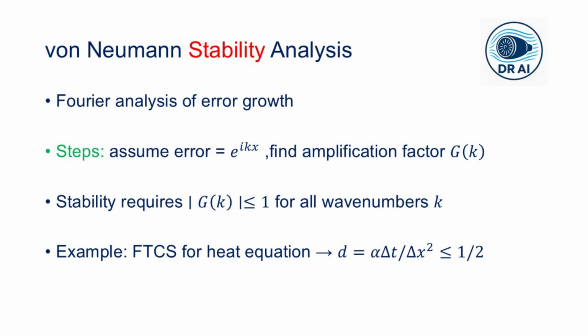Now, what are the limitations? The limitation is that von Neumann stability analysis only applies to linear problems with periodic boundary conditions and constant coefficients. For nonlinear problems, we linearize locally and use it as a guideline.